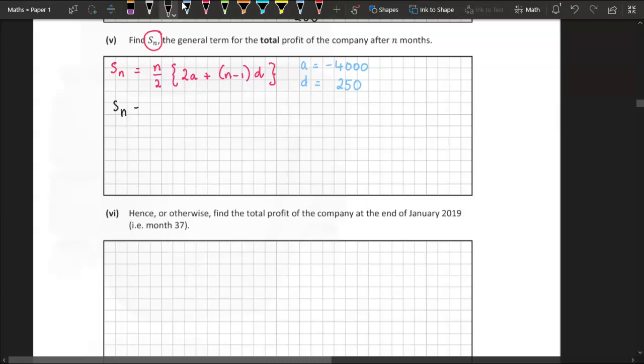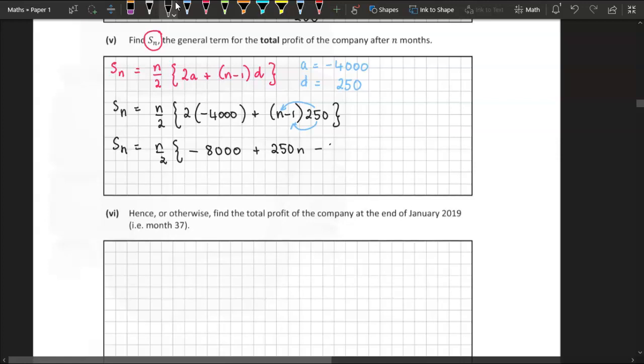So in this example, Sn is going to be n over 2 into 2 times a, which is 2 times minus 4,000, plus n minus 1 multiplied by d, which is 250. And again, this 250 is going to be multiplied by n, and it's also going to be multiplied by the minus 1. So when you work through it, Sn is equal to n over 2 into minus 8,000 plus 250n minus 250.